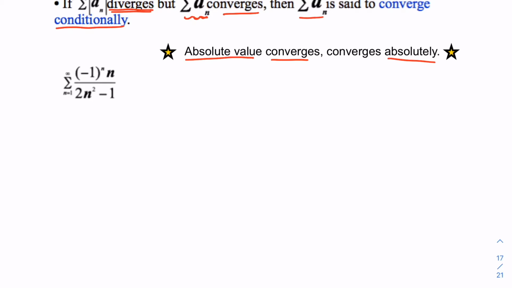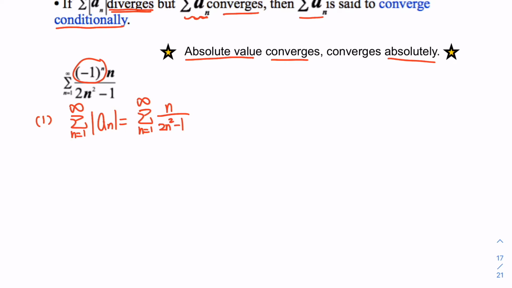Given example 1, how do we check if it converges conditionally or absolutely? First of all, this is an alternating series. We have (-1)^n here. So first, we put the absolute value there. When we add the absolute value, this series becomes n over 2n² minus 1. This is just a regular series because the (-1)^n is gone. How do we check the convergence of this series?